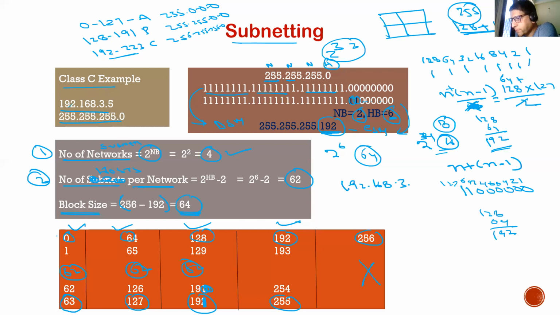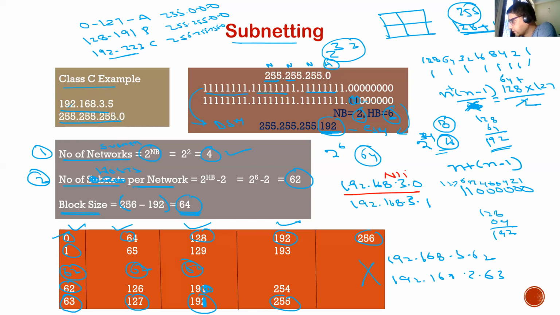192.168.3. You replace that last bit with 0. And the first host is going to be 192.168.3. You replace this one, this is going to be 1. Okay, so the series will go till 192.168.3. This is going to be 62. And the last is 192.168.3.63. So this is going to be your network ID, and the last one is going to be your broadcast ID.